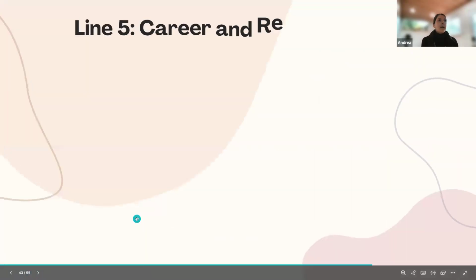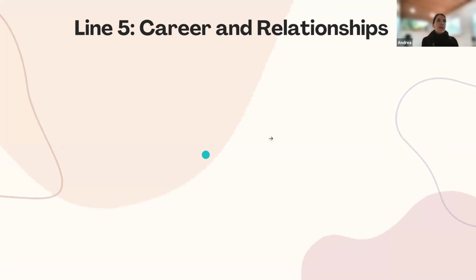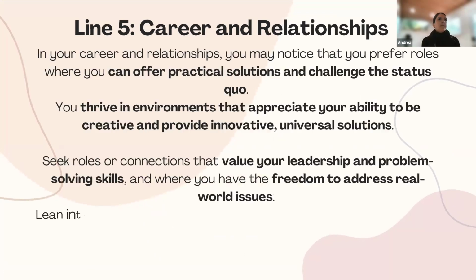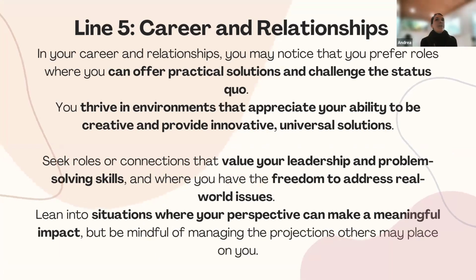And for line 5s, some ideal career and relationship advice, I guess we'll say advice for now, is that they notice they prefer roles where they can offer practical solutions and challenge the status quo, and be in environments that appreciate their ability to provide new solutions where solutions haven't been thought of yet, and where they're able to share that in an open-minded situation where people are going to be open to new solutions, and where their leadership and problem-solving skills are going to be valued.